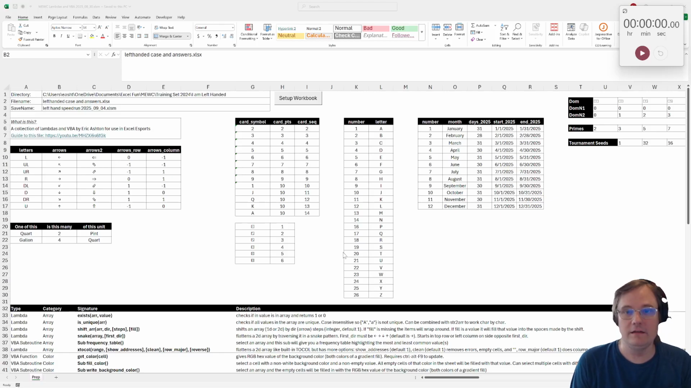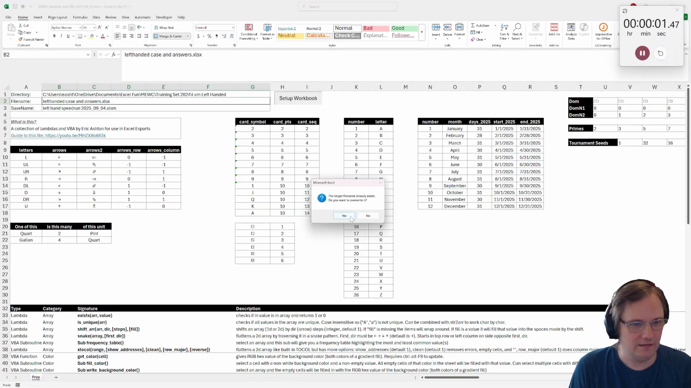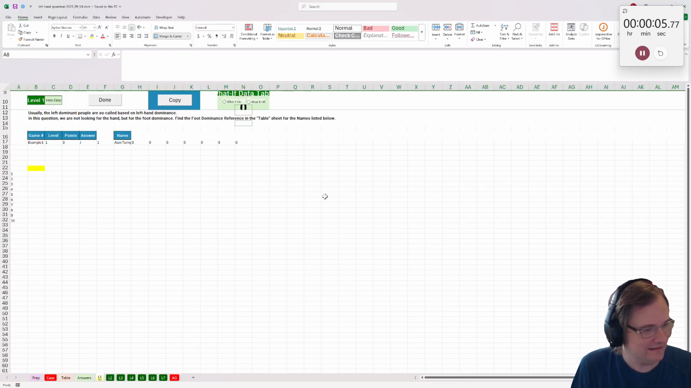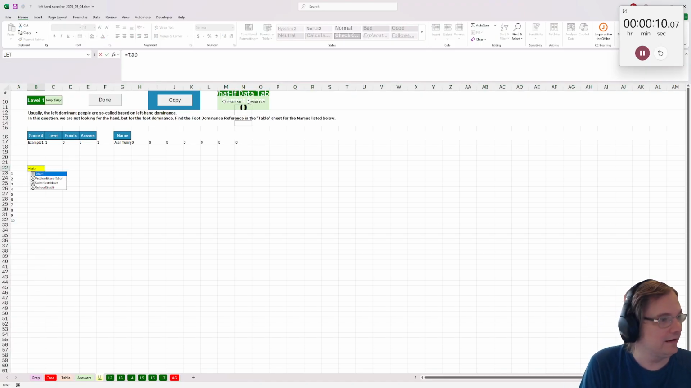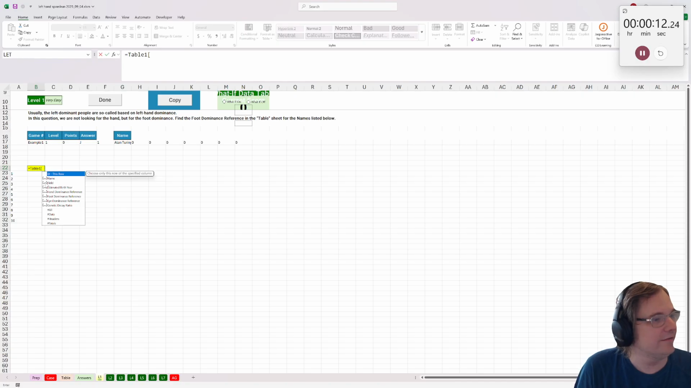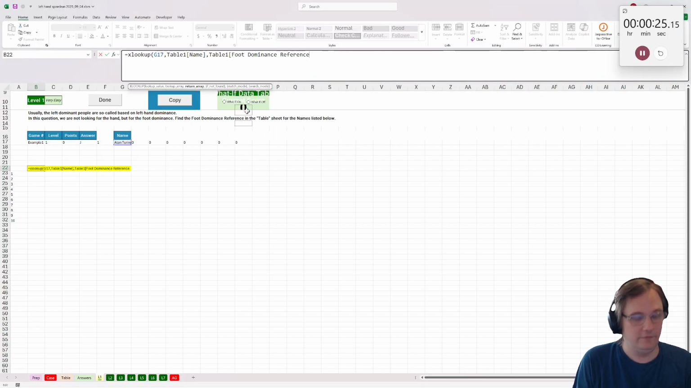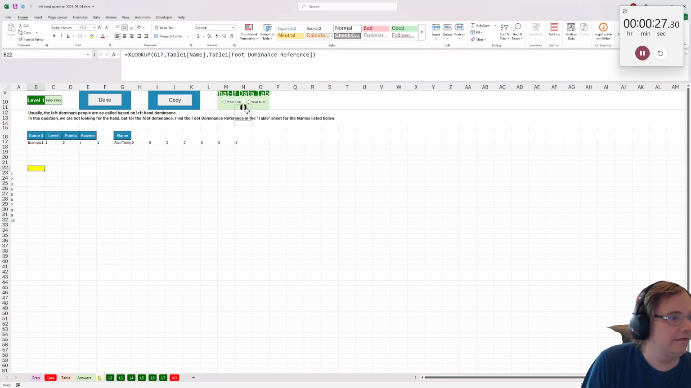Okay, here is my speedrun of the Excel Esports case. I am left-handed, right? First one is a lookup, and conveniently, the case author gave us the table already, right? So I'm going to XLOOKUP this on the table, returning the name, right? And then the table returning what? The foot dominance is the first one.